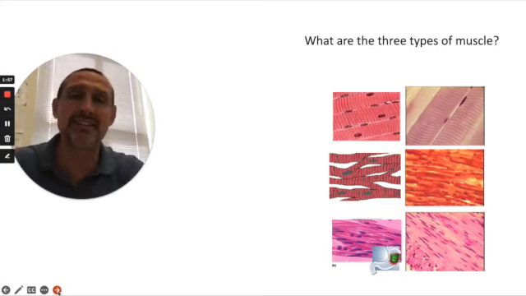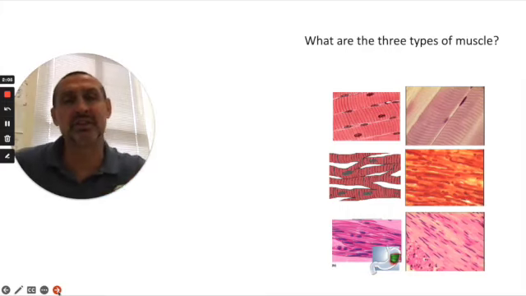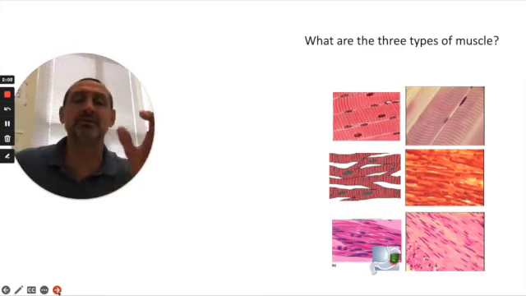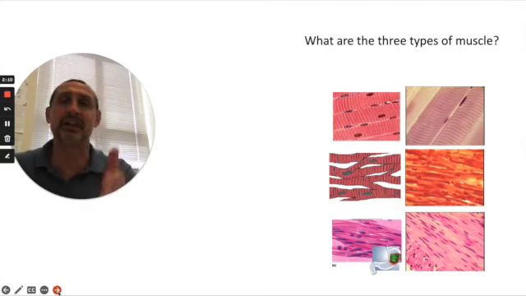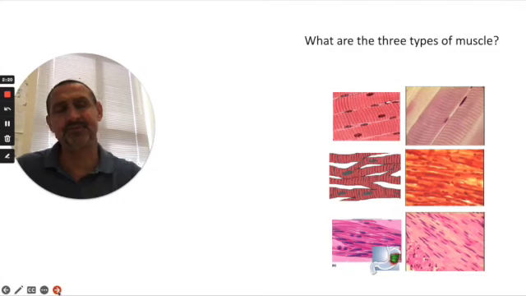If you remember back to tissues, you'll remember that there are three major types of muscle tissue: cardiac, skeletal, smooth. You'll notice on these pictures that some of the muscles have stripes or striations. Skeletal muscle, the top picture, has striations. So does cardiac muscle, the second picture. Smooth muscle does not have any striations.